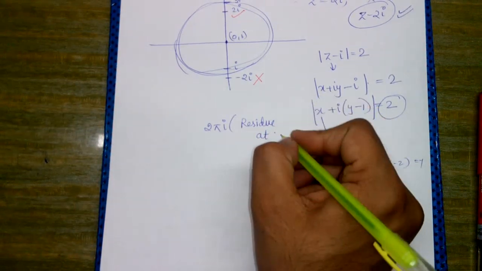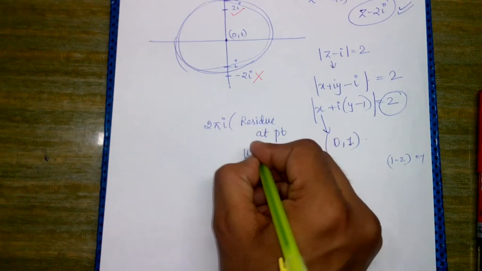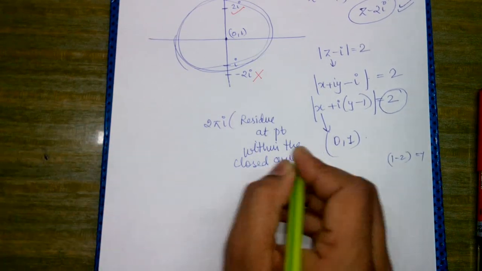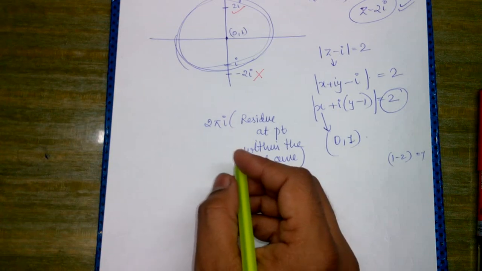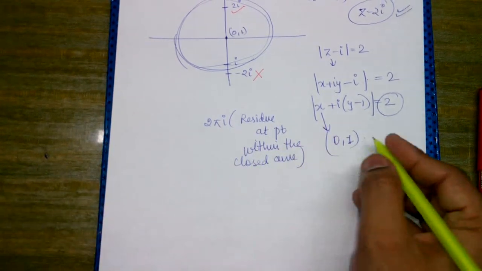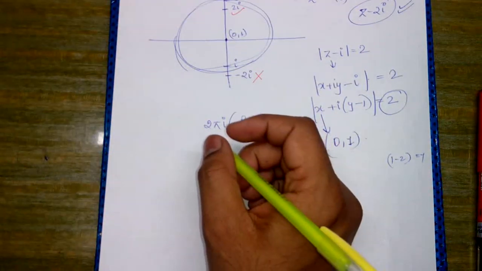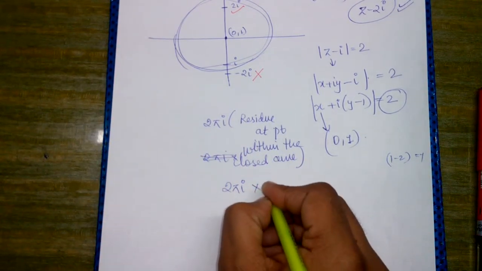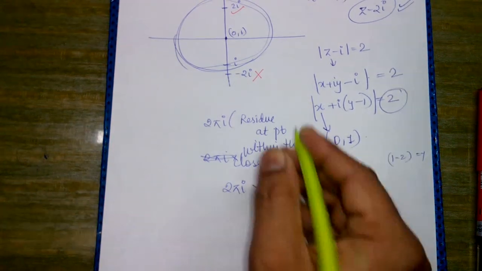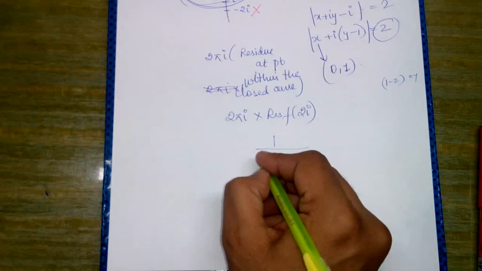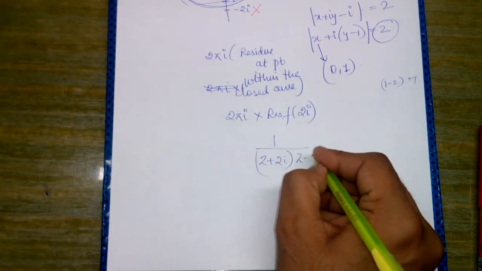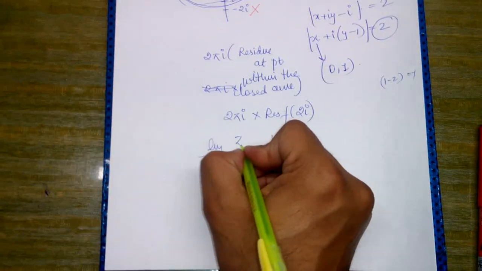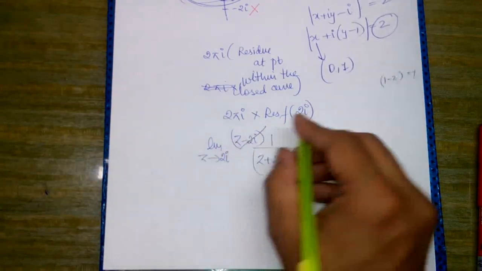So we have to find the residue at this point, that is 2i. So the integral becomes 2 pi i into the residue of f at 2i. We can write this as 1 upon (z plus 2i)(z minus 2i). Limit z tends to 2i of (z minus 2i) multiplied, so this cancels and we get 1 upon z plus 2i.